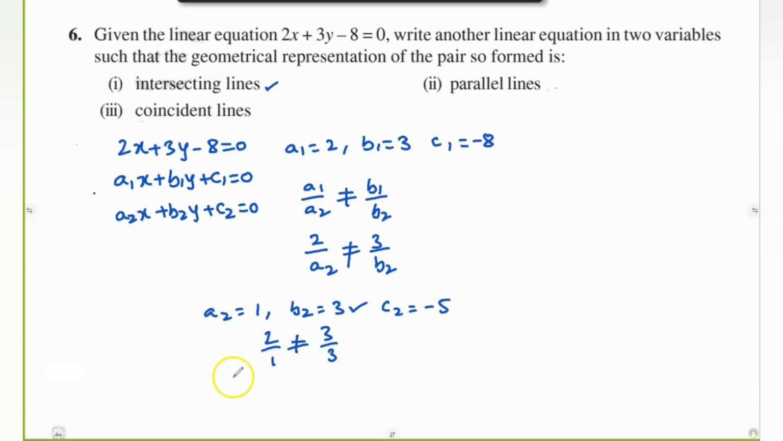So our equation, which is intersecting to the given equation, you can write as x plus 3y. x means a2 is 1 here. 1x plus 3y minus 5 is equal to 0. So this is the equation, and if you draw a graph for this equation, they will both be intersecting at one point. Okay, now coming to the second one, parallel lines.